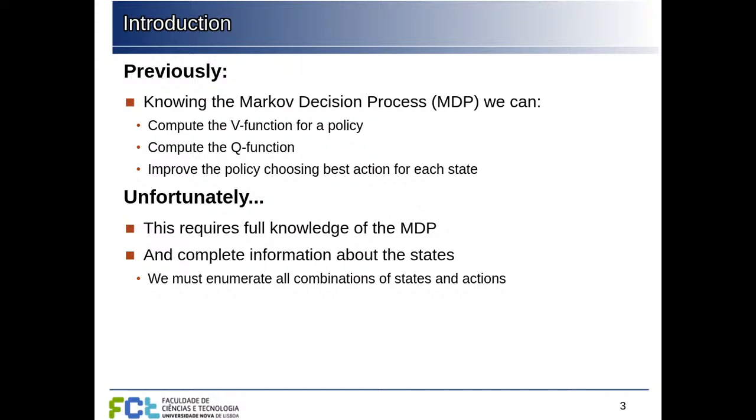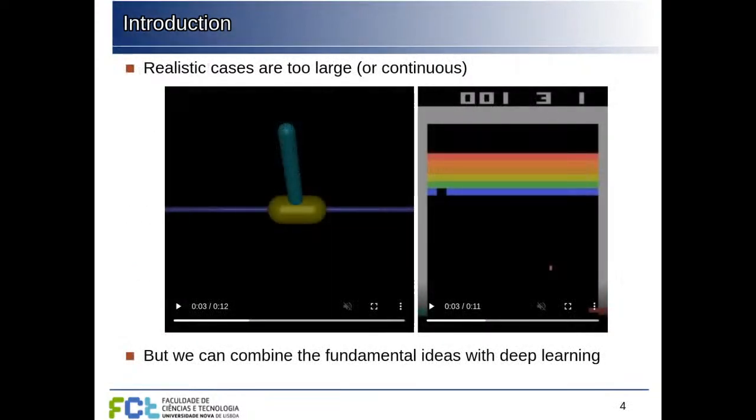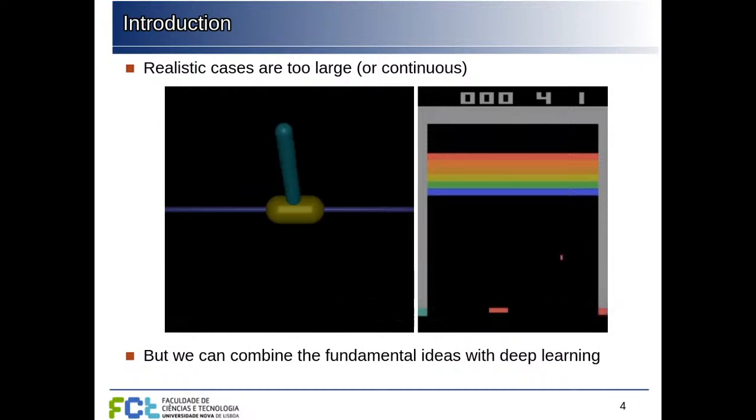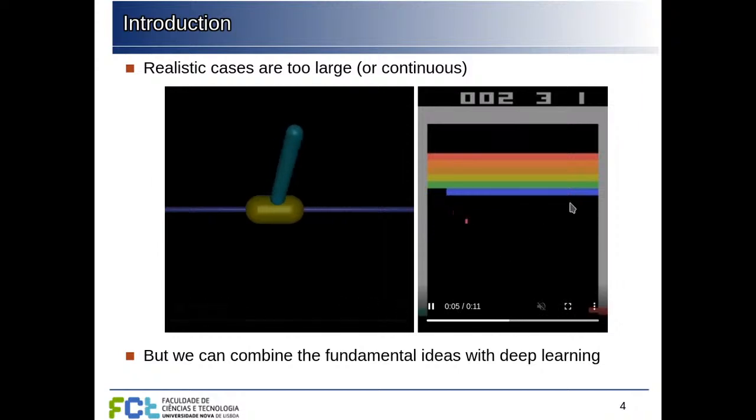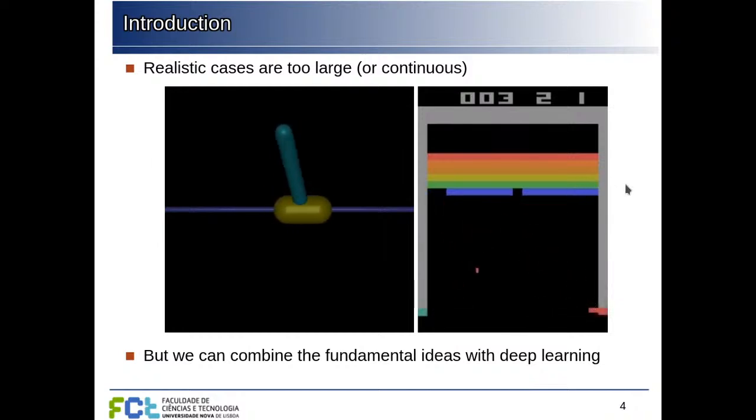This is not something that we can generally do in realistic cases, because realistic cases can have too many states. For example, consider here the breakout game. Even if we consider that the positions of all the elements are discrete because they are in pixels, this game has a huge number of different states, and it will not be practical to have a table with all possible actions and all possible states.